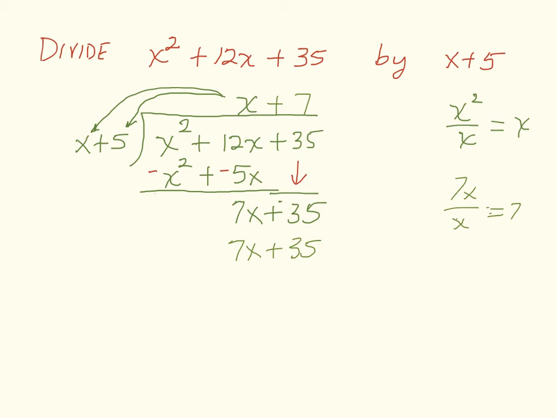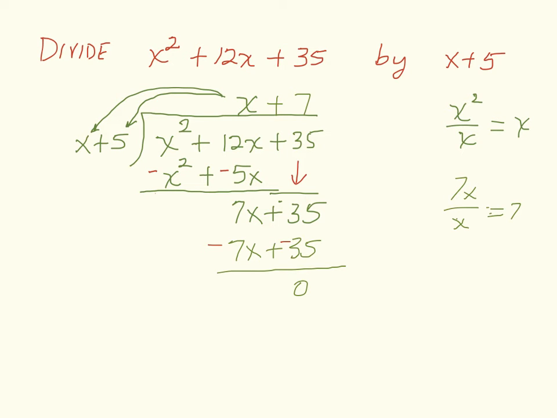Okay, notice what's happening here. Next step would be to subtract. Subtract means change each term. If it's negative, change it to a positive. If it's positive, change it to negative. So these both become negative, so that when you combine them, 35 minus 35 is 0. 7x minus 7x is 0. So there's no remainder. You know how sometimes you get a remainder? We don't have a remainder in this case. And we have completed the division.